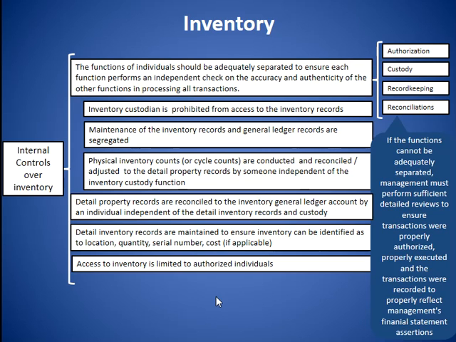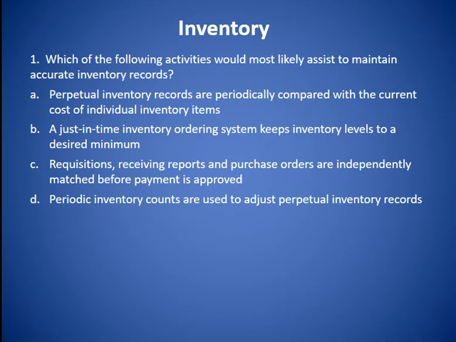So let's try an internal control question on inventory. Which of the following activities would most likely assist to maintain accurate inventory records? And again, you're given 4 choices. Go ahead, stop your video, and when you're ready, restart the video and view the answer for question 1 for inventory.